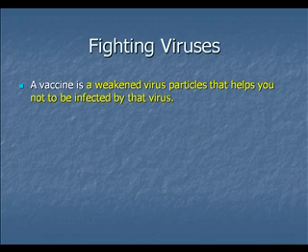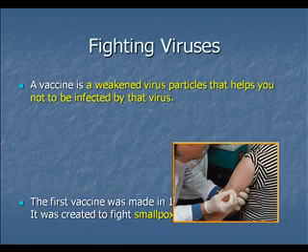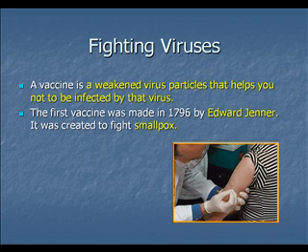When you're fighting viruses, a good thing to remember is prevention. A vaccine is a weakened virus particle that will help you not be infected by that virus. Like the flu shot, when you get the flu shot, they're injecting you with a weakened flu particle that will help you build up a resistance to that particular strain of the virus. This is called a vaccine. The vaccine was first established by Edward Jenner to help fight smallpox.